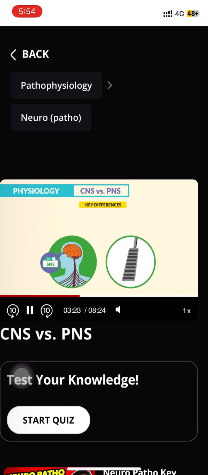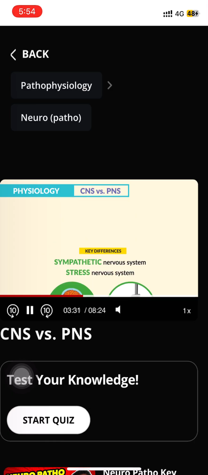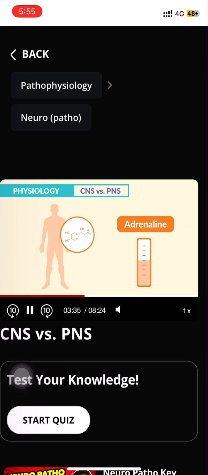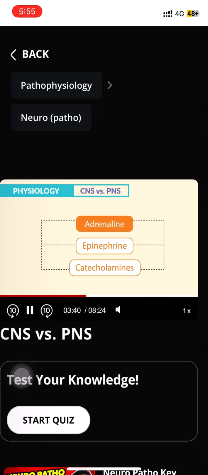Here's the big key focus. Exams love to test on this, so write this down. The SNS I call our stress nervous system, used in survival mode, like running from a bear or fighting an alligator. The body is filled with adrenaline, that catecholamine. Now, another name for adrenaline is epinephrine. So think catecholamines, we get cat-like responses.